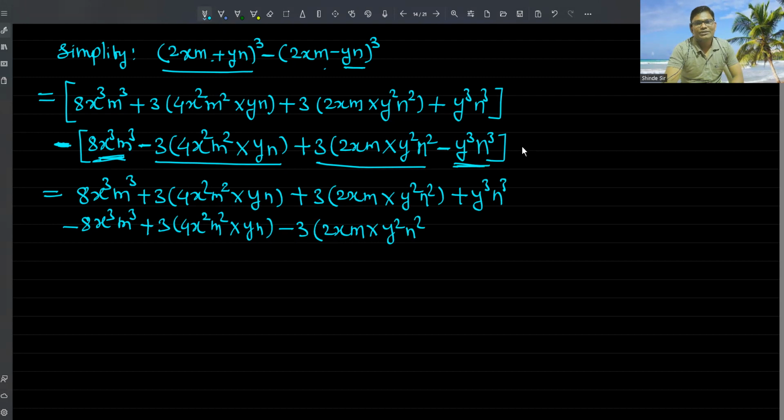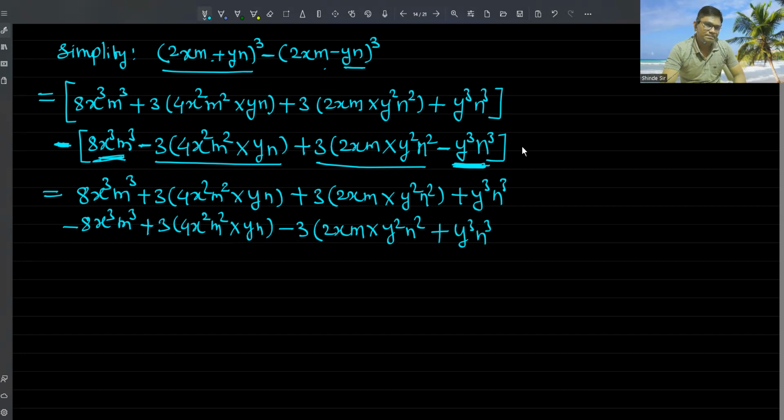And now multiply this term, which is already a negative term, with -1 or with minus sign, will give us a positive result, and we will get positive y cube n cube, and that's it. Now you can see we have the same terms, but sometimes they have the same sign, and at other times they have opposite signs.